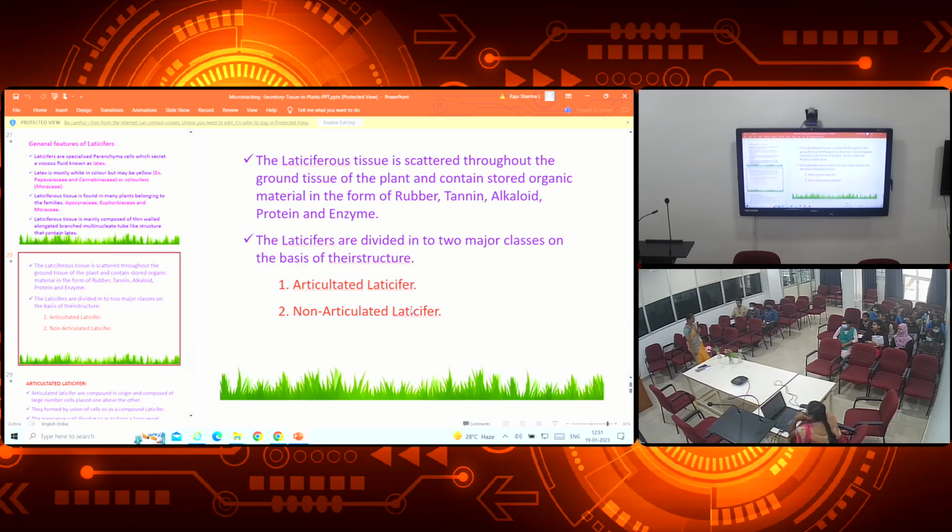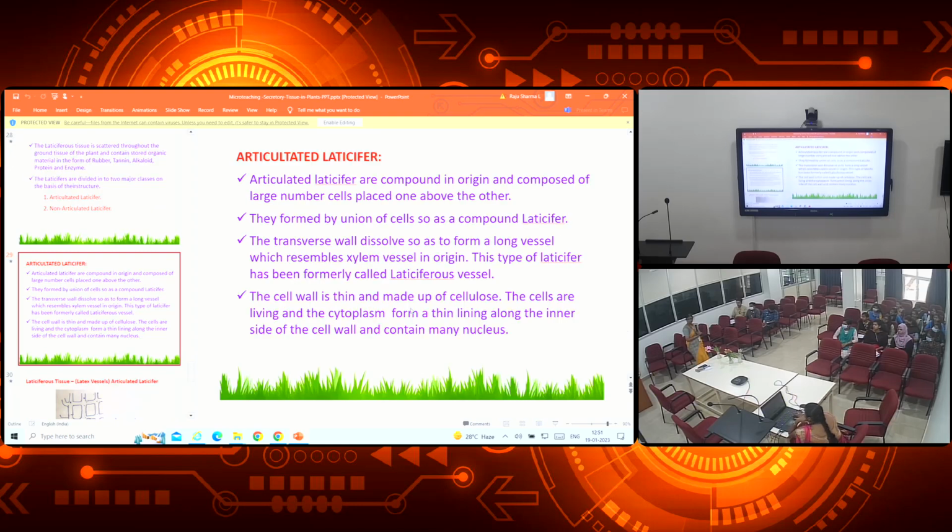Next, these latticeous tissues we can divide into two categories: one is articulated latticeous and the other is non-articulated latticeous. Based on how the cells are formed, we tell it as two types, right? Coming to the articulated latticeous, it is of compound origin. Many cells will be grouped together to form an articulated lattice. It is not formed by a single individual.